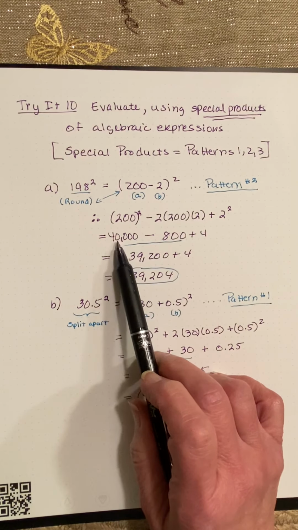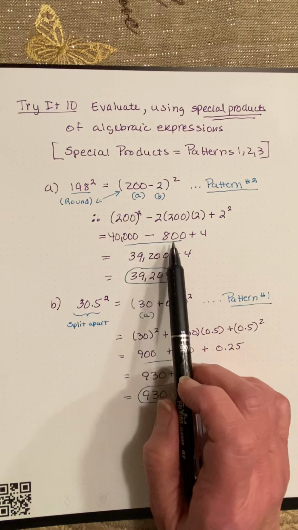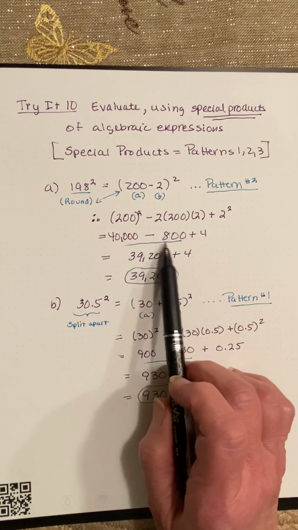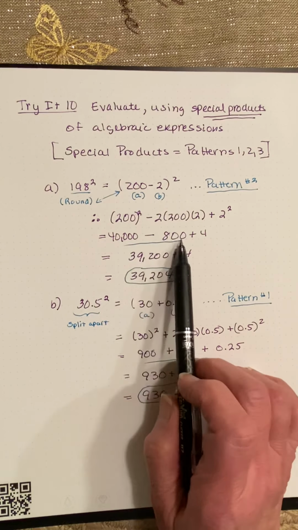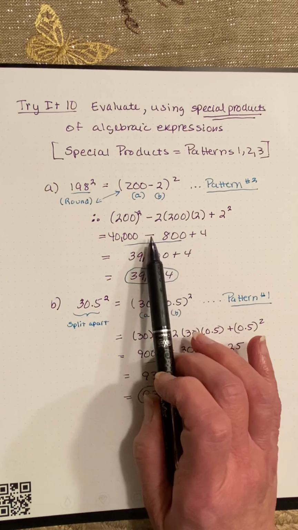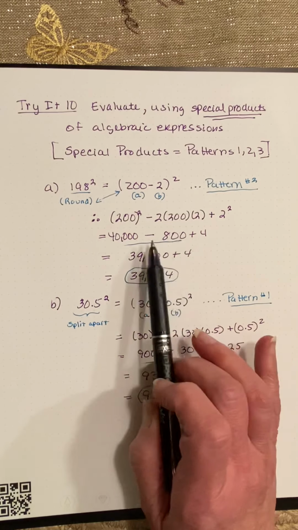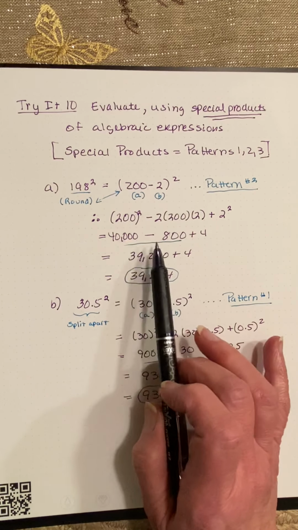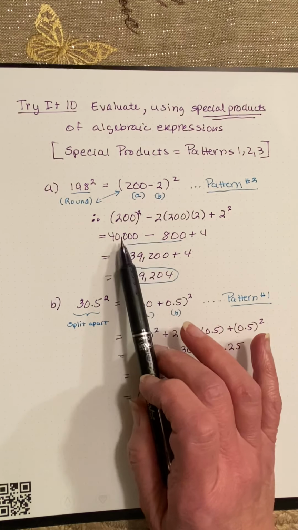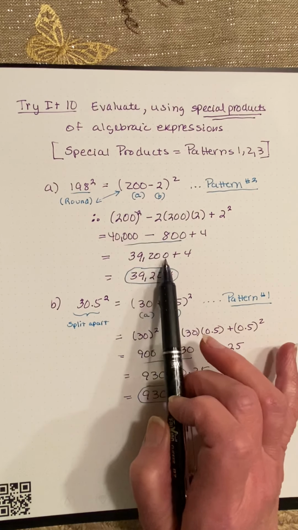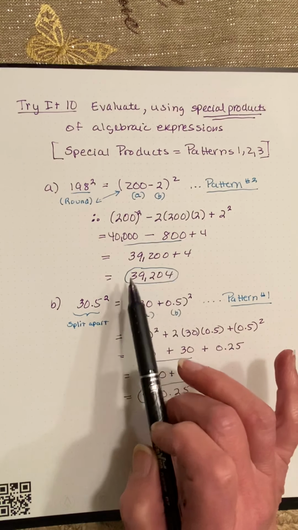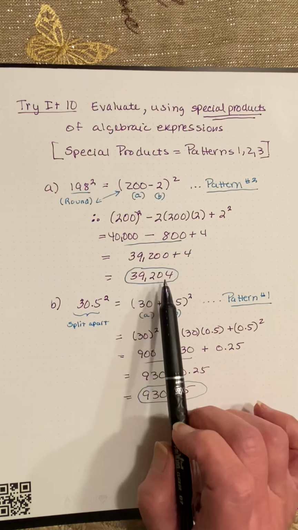So I'll have 40,000 minus 800 plus 4. I have to go in order of operations, so I subtract first. It's very tempting to add that first, but you can't do that. You've got to go in order, remembering that subtracting and adding are of equal importance, so you do whatever comes first. 40,000 minus 800 is 39,200 plus 4. My answer is 39,204.